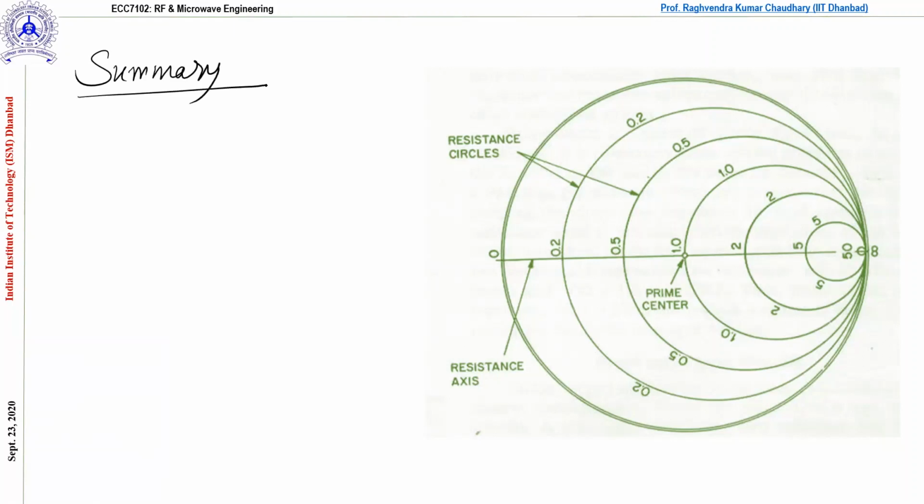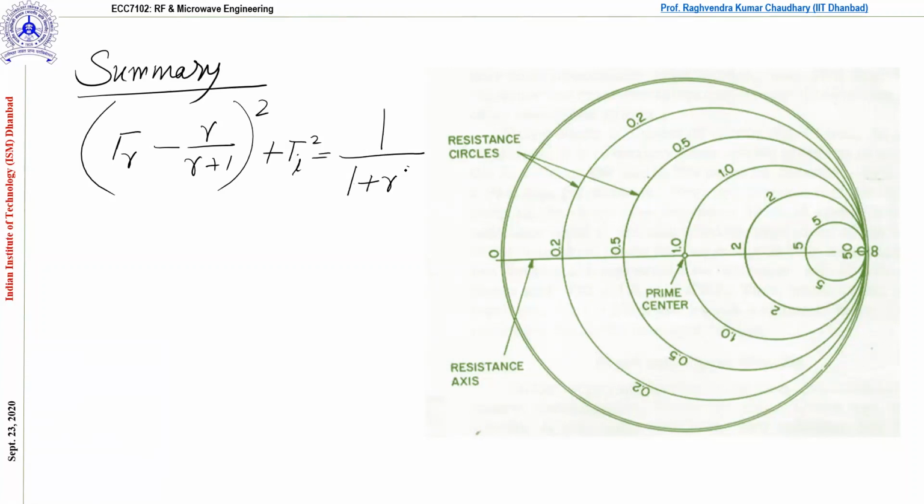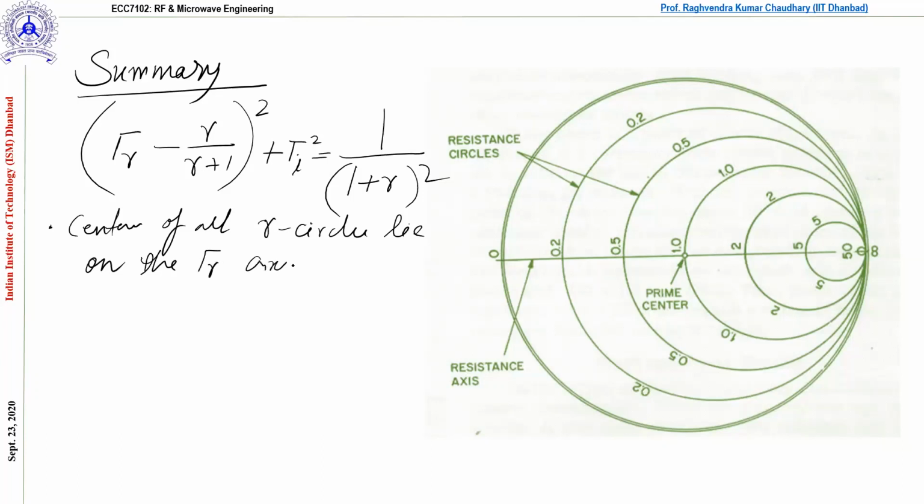So what we have seen in the last class is that we tried to manage this equation, and this was the circle equation. Based on these things, the first thing was that the center of all R circles lie on the gamma R axis, correct? This was the first thing.